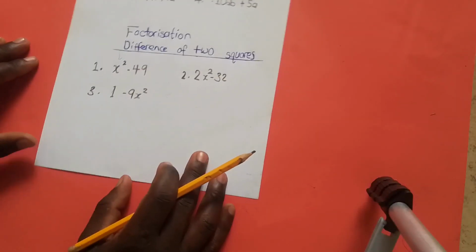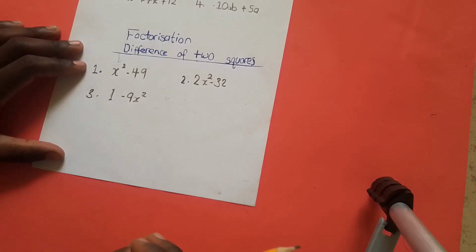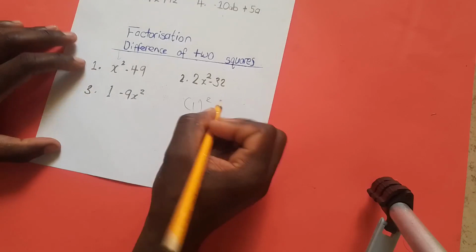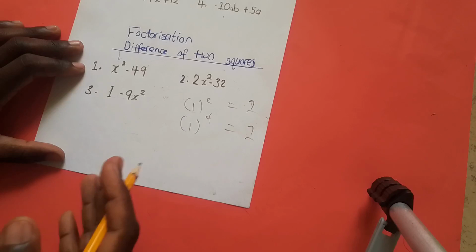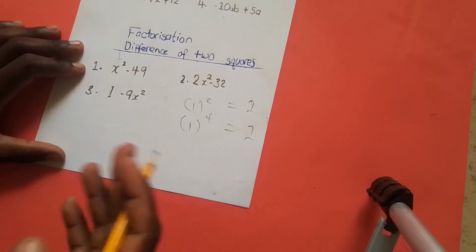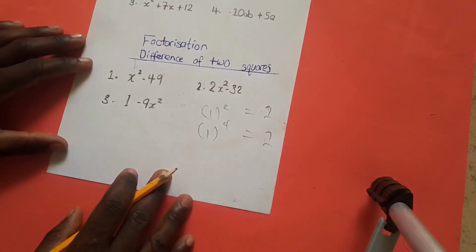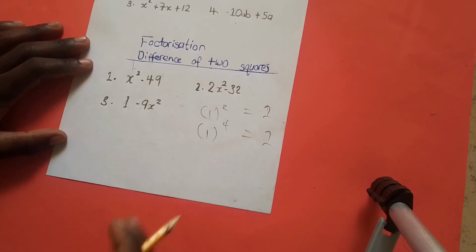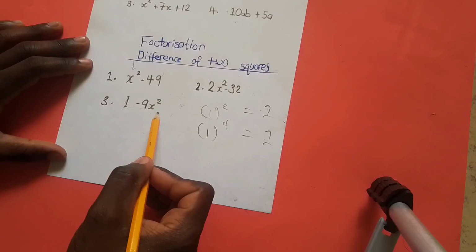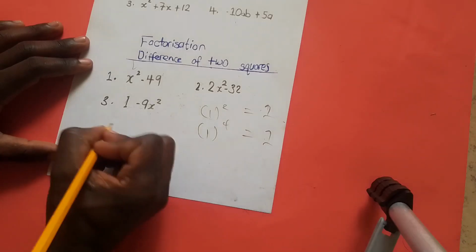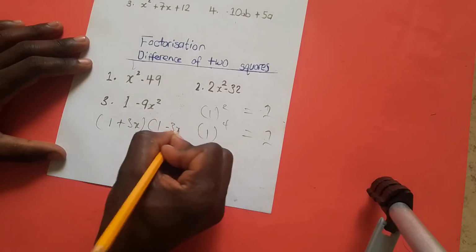Okay, so the third question is saying 1 minus x squared. I want you to keep something in mind. 1 squared, or 1 to the power 4, will always be equal to 1. Whatever power 1 is raised to will always be 1. Every student of mathematics should know this, or already knows this, right? So okay, we now have 1 minus 9x squared. So what is the solution here? Well, the solution will be 1 plus 3x, 1 minus 3x.